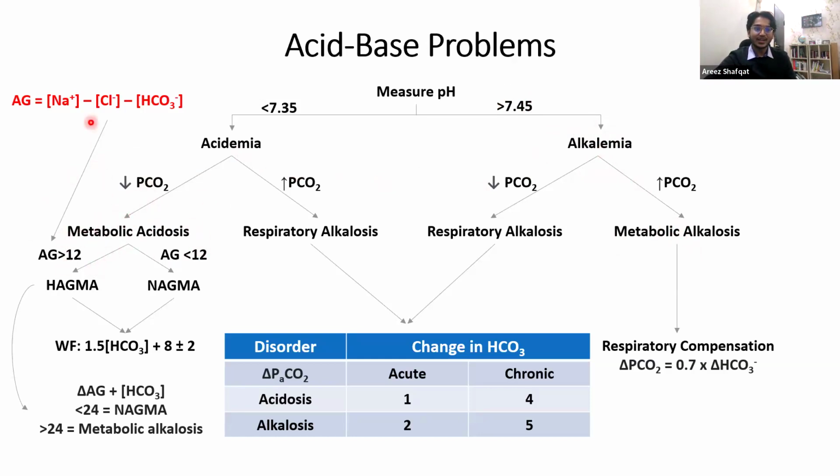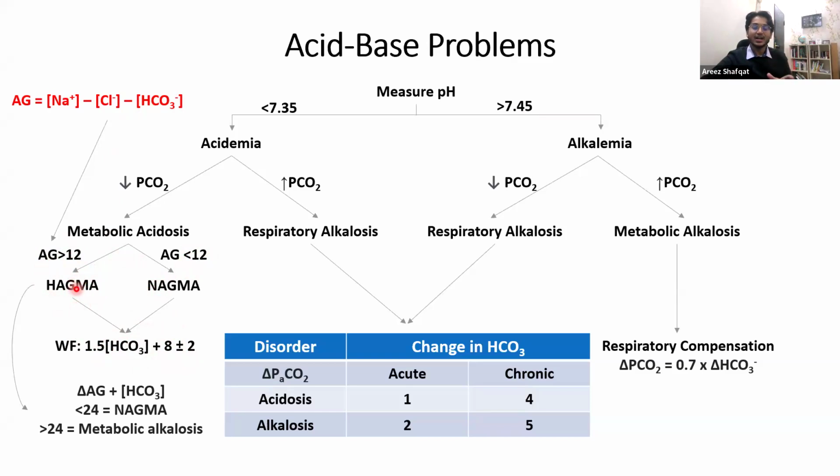Now, you've diagnosed metabolic acidosis. The next thing to do is calculate the anion gap, which is sodium minus chloride minus bicarbonate. If it's greater than 12, you have a high anion gap metabolic acidosis, or HAGMA. If it's less than 12, you have a normal anion gap metabolic acidosis. For both of them, the next step is to calculate compensation, and that is done by Winter's formula, which is 1.5 times bicarbonate concentration plus 8, plus or minus 2.